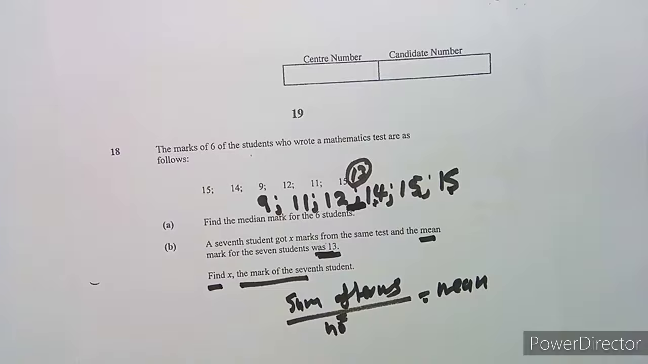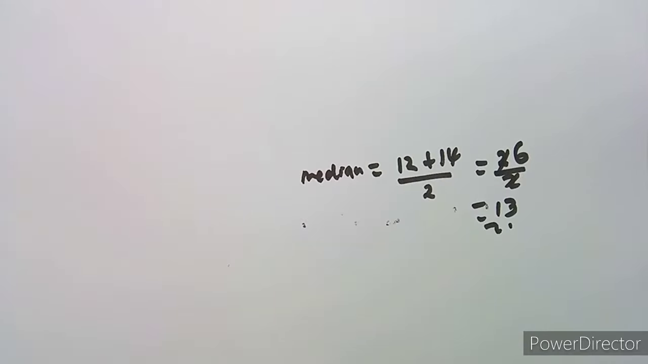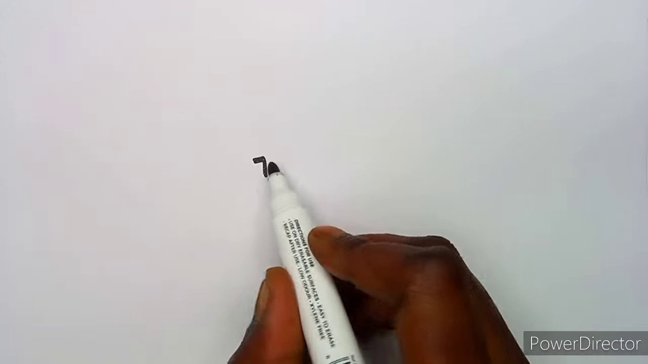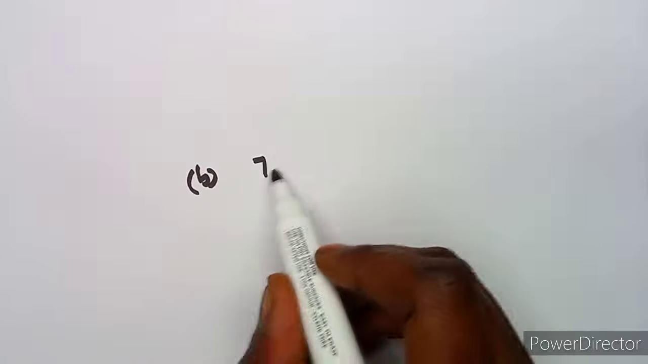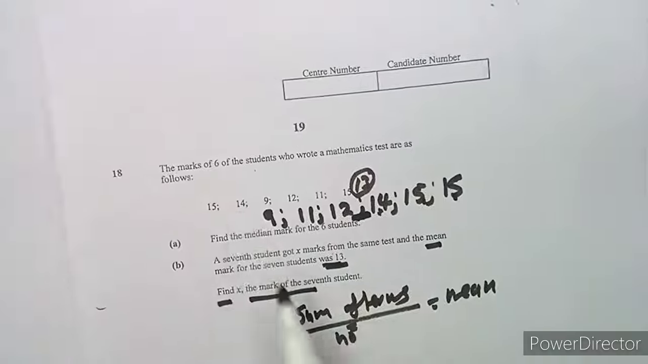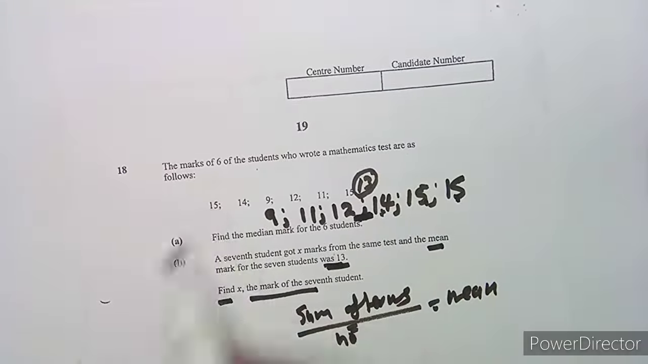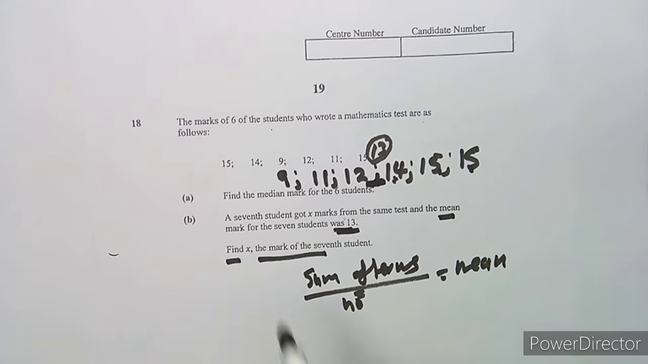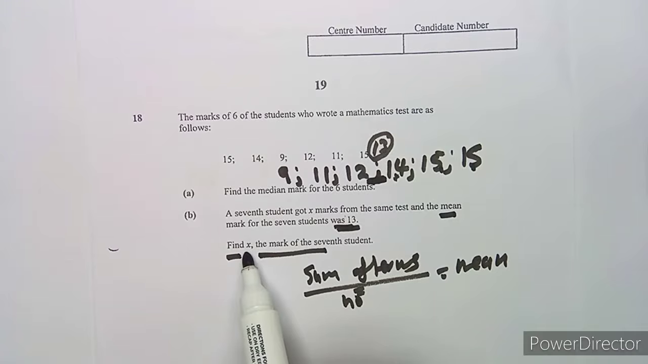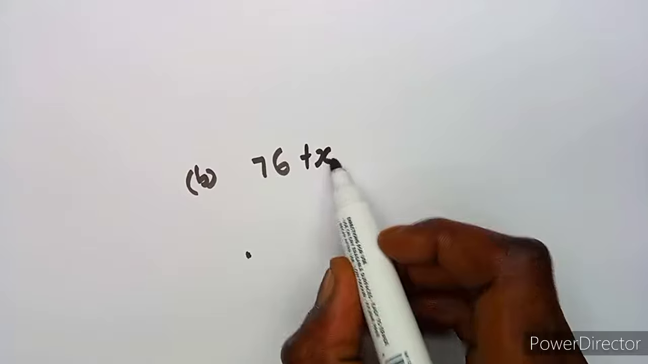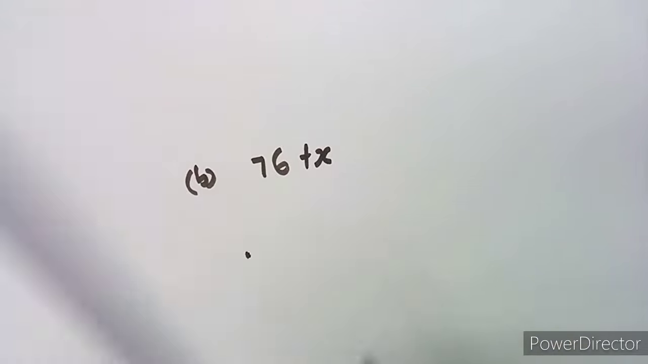Okay, we have to add all these terms together. Then if we add these terms, they're going to give us 76. So out of these 6 learners that we are talking about, they give us a total of 76 if we add them properly. But we are saying there's another learner which was added and obtained x marks. So we are going to add that x.